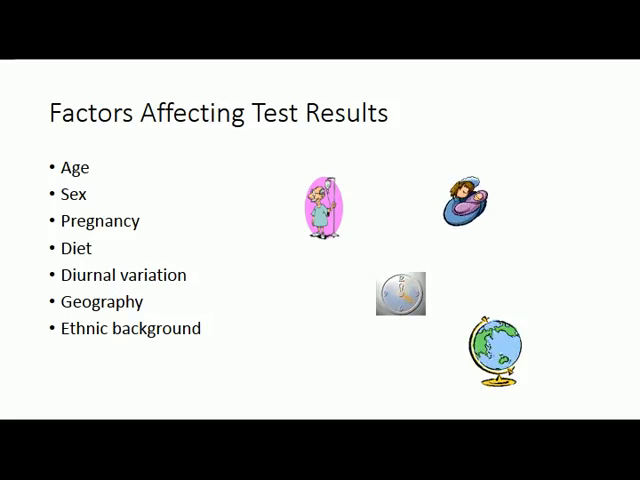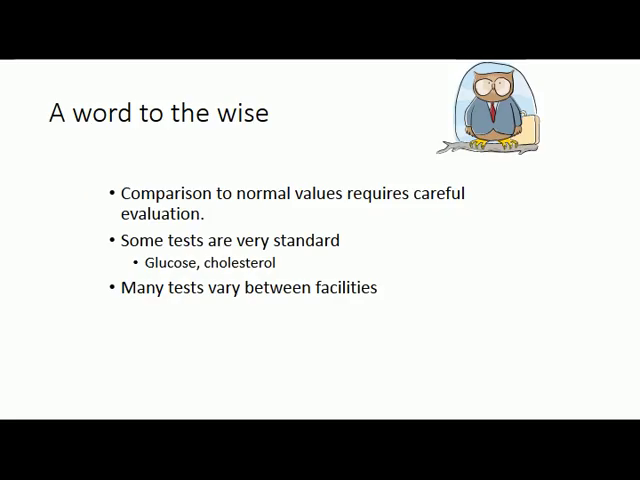Factors that affect test results include age, sex, pregnancy, diet, diurnal variation, even geography, and ethnic background. All of these factors need to be considered when establishing reference ranges. So here's a word to the wise. The comparison of normal values or reference ranges requires careful evaluation. Some tests are standard. Many tests vary between facilities. So the take-home message here is that a person who has a result outside of the normal range is not necessarily carrying disease or ill.